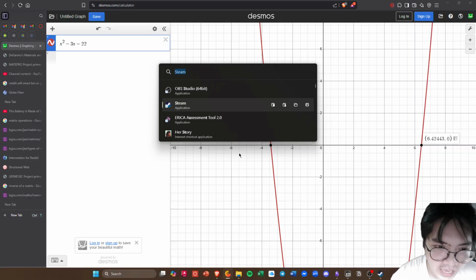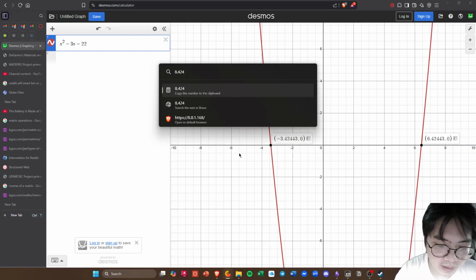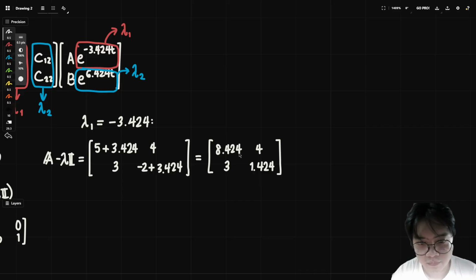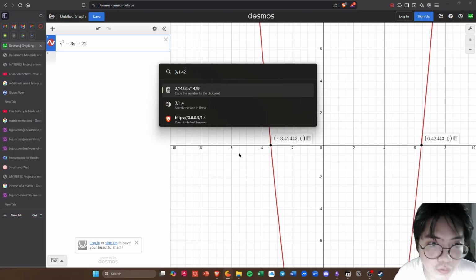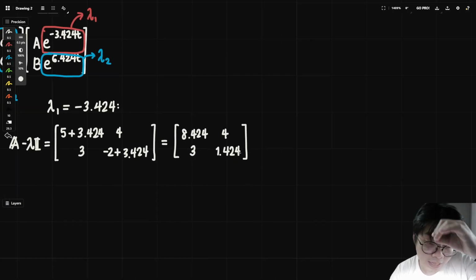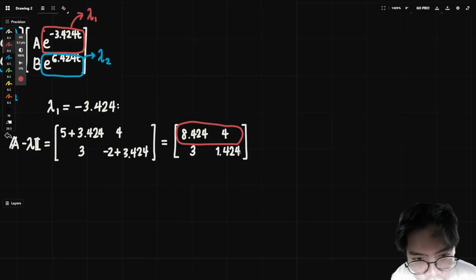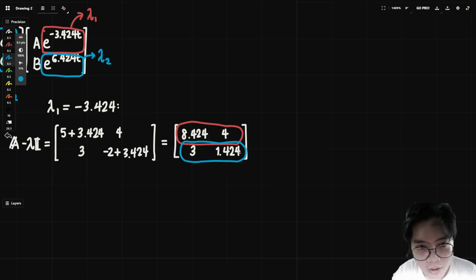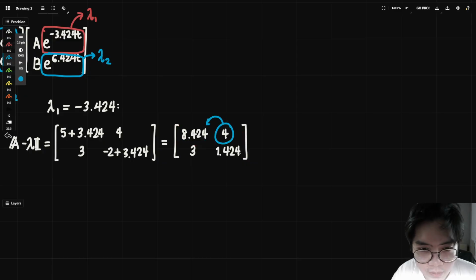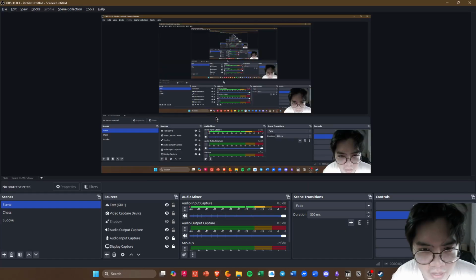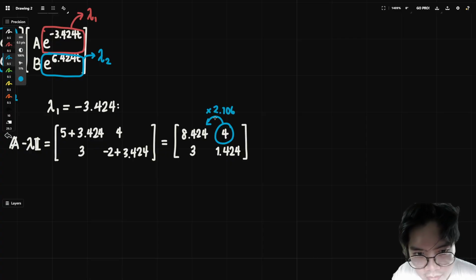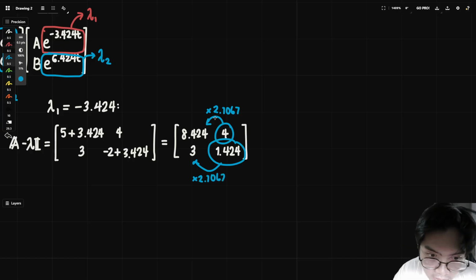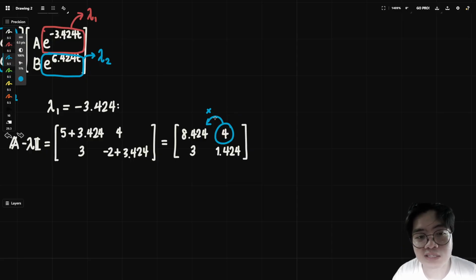But if you do this, 8.424 divided by 4 gives you 2.106. And 3 divided by 1.424 gives you 2.1067. So if we put these together, we can see the ratio between these two is the same. This needs to be multiplied by 2.1067 to become this, and you need to multiply this by 2.1067 to become 3. That is what we want to consider now.